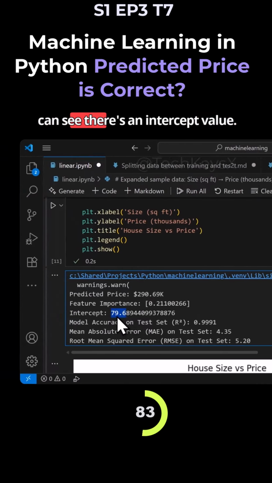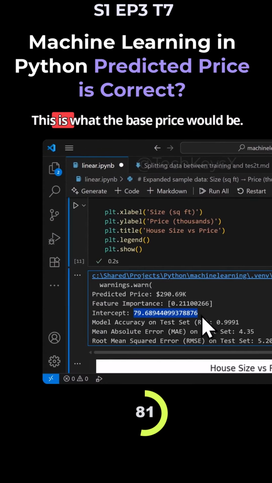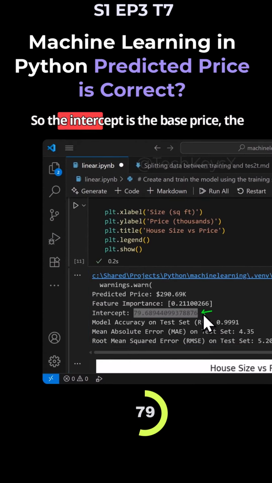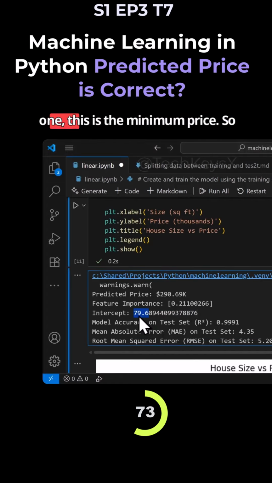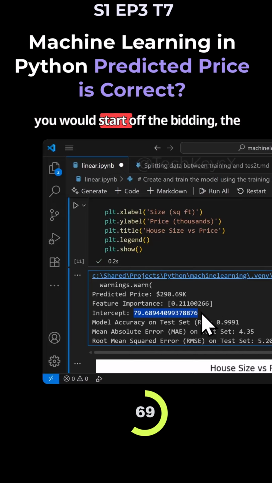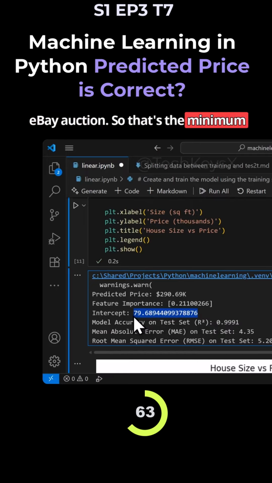And then you can see the intercept value. This is what the base price would be. So the intercept is the base price, the starting price of any house. So a house with 0, for example, size, or 1, this is the minimum price. So this is like the standard. This is where you would start off the bidding, the minimum bidding price, like on an eBay auction. So that's the minimum amount it would take.